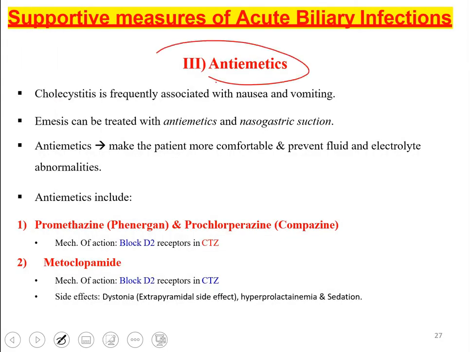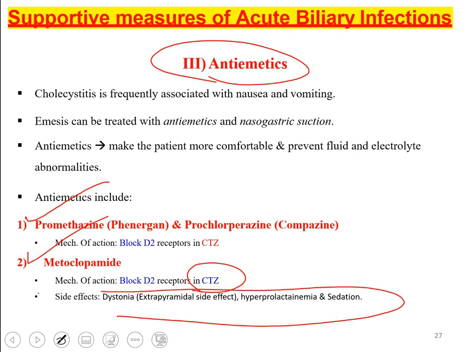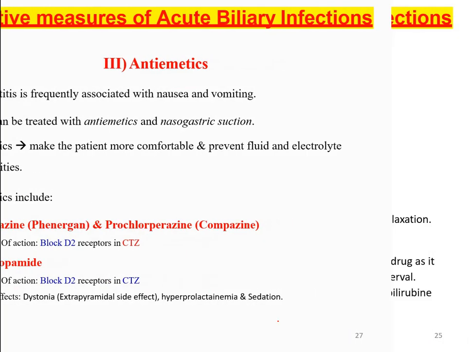Regarding antiemetics, to control the emesis you can take the support of promethazine, because it has very good sedation, and you can use metoclopramide. It blocks the D2 receptor at the level of the chemoreceptor trigger zone and central nervous system. But dystonia and extrapyramidal symptoms may occur, especially at large doses.